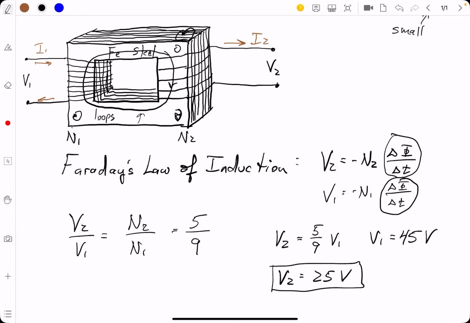So we came in with V1 bigger than V2. All right, so what does that mean? That means if V1 is bigger than V2, and we're going from V1 to V2, then we have just made a step down transformer.